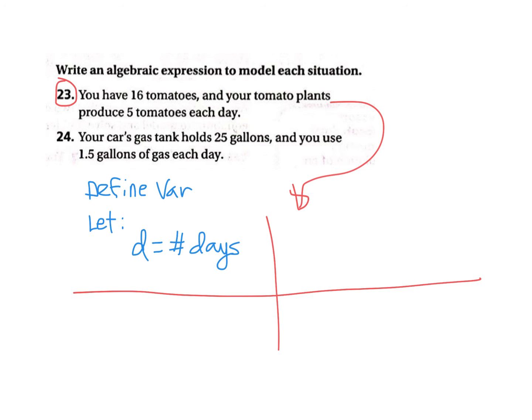And then the second part is to write an equation to solve, or in our case, it's going to be an expression. So over here is going to be your equation to solve. But because we don't have anything for an equal sign, we're just going to do an expression. So you have 16 tomatoes, and your tomato plants produce 5 tomatoes each day. 5 tomatoes each day is 5 tomatoes per day, 5 tomatoes times each day. So won't that look like 16 tomatoes plus, you're going to add to that 5 tomatoes every day. And so that's it. You can't go any further. We don't have an equal sign.